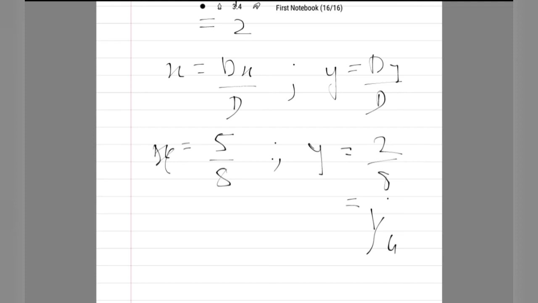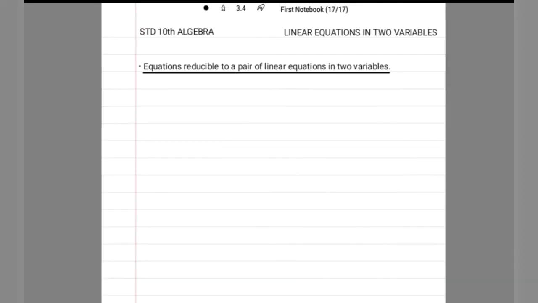So let's see the next topic now, that is converting the non-linear equations into linear equations. Our next topic is equations reducible to a pair of linear equations in two variables. Now in this topic what we are going to see is, if we have some non-linear equations, how to convert them into linear equations. Okay, so let's see some examples of non-linear equations.